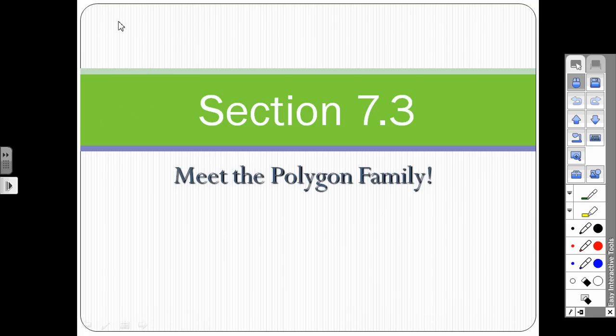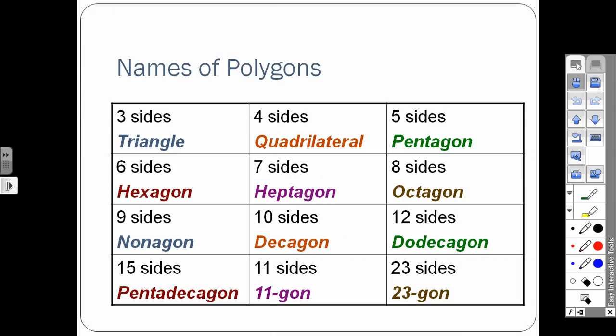So section 7.3, we get to meet the polygon family, which means we're going to have to know all the names for all the special polygons depending on the number of sides that they have. So let's take a look at this table, and you guys can fill in the names for all these polygons that have the specific number of sides.